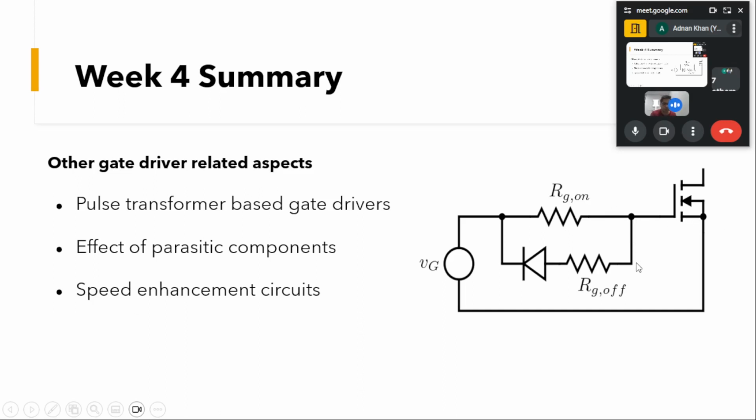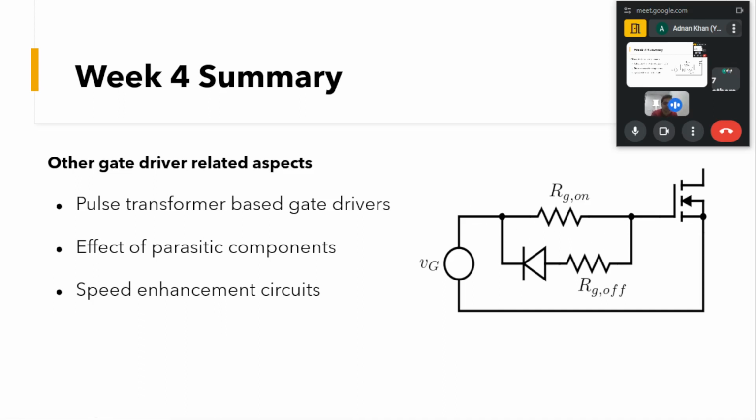For that, we have included some additional circuitry. If you can see this RG off, the value of which is very small, when this voltage goes to zero or negative, that will cause this diode to forward bias, and this capacitor VGS, which will be at a plus 15 potential, will discharge through this path, and the voltage across this capacitor will decrease. So in this way, we can turn off at a faster rate compared to the turn on.